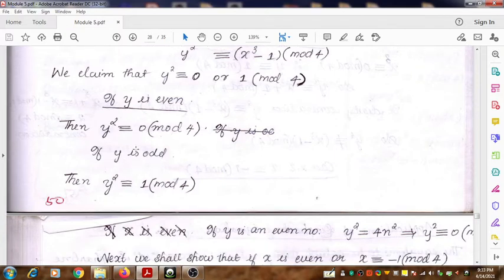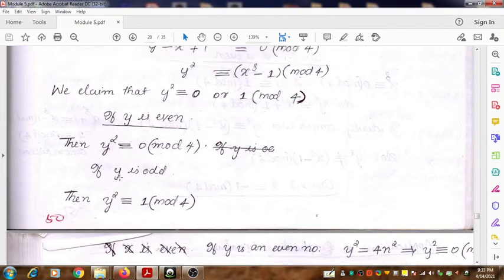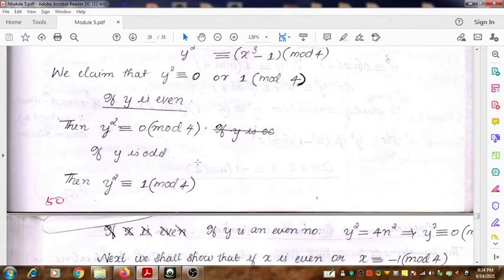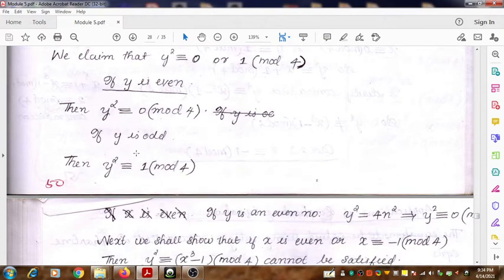The next situation is y is odd. If y is odd, then you can write y in the form y equal to 2k plus 1, where k is some integer. Then squaring that, we get 2 into k plus 1 the whole square. That step is not given here, but you can additionally do it. The expansion gives first term 4k square, plus second term 2 into 2k, that's 4k, plus last term 1 square. Therefore y square is congruent to 1 mod 4 when y is odd.